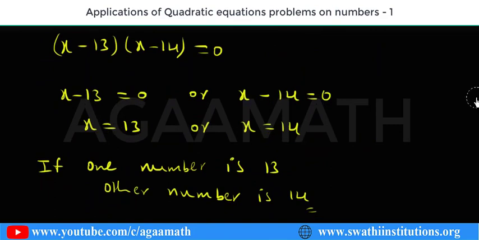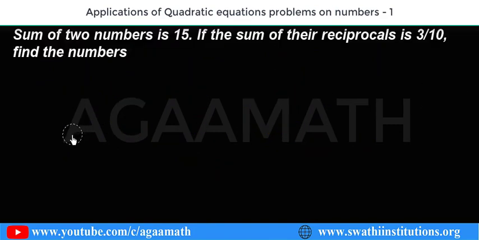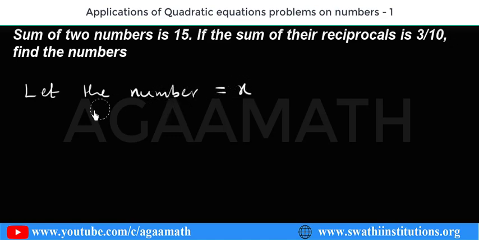Fine. Let us come with one more example here. Here we have one more question. The sum of two numbers is 15. If the sum of their reciprocals is 3 by 10, find the numbers. So the sum of two numbers is 15. So what I do, just let one number equal x, then the other number equals 15 minus x.